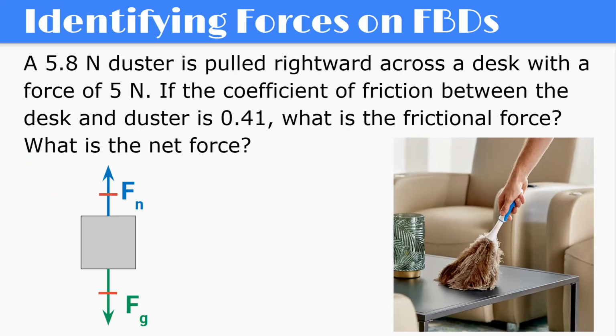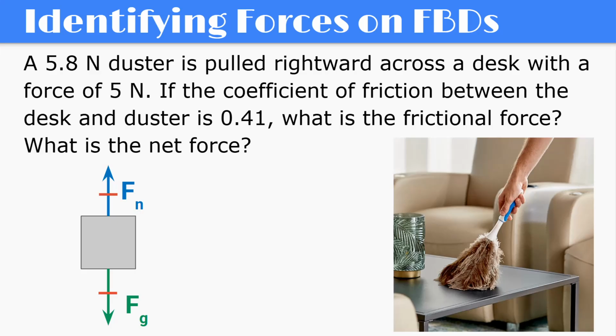Here's a follow-up question with my feather duster. It says, a 5.8 Newton duster, okay, they just gave me the weight. And I know that because it doesn't say kilograms, it says newtons. So a 5.8 Newton duster is pulled rightward across a desk with a force of 5 newtons. If the coefficient of friction between the desk and the duster is 0.41, what is the frictional force? What is the net force? So let's do a practice calculation.